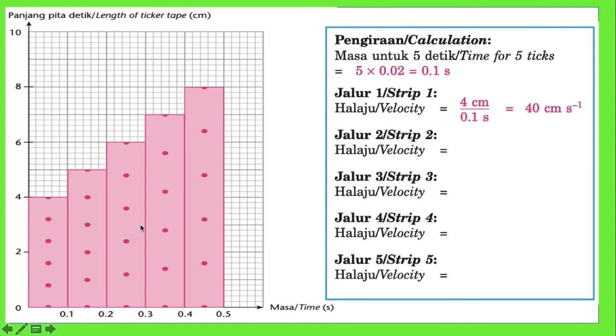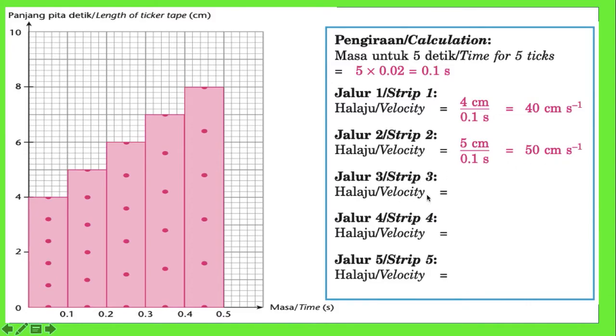From the graph, the length of the second strip is 5 cm and the time taken is 0.1 second. Therefore, when we substitute the value into the formula, we will get the velocity for the second strip is equal to 50 cm per second. We use the unit of centimeter here because we are using a ruler to measure the length of the 5 ticks. But remember, the SI unit for velocity is meter per second.